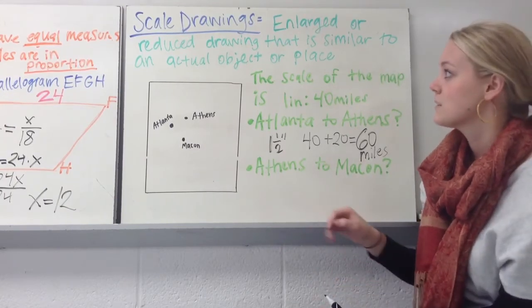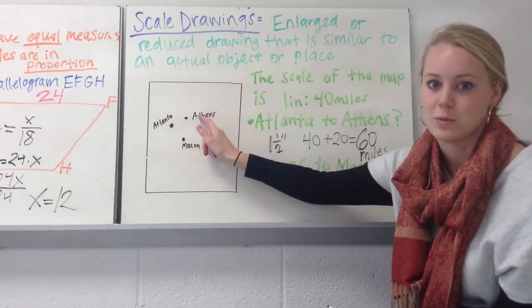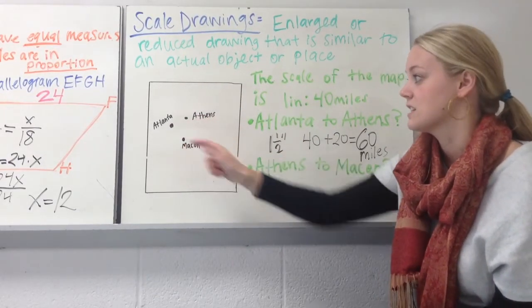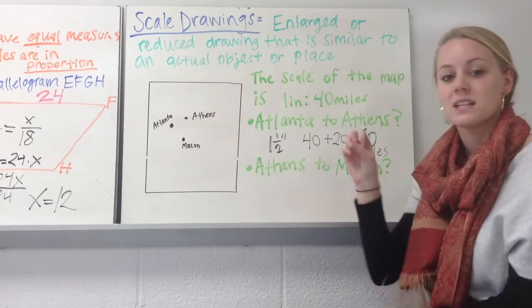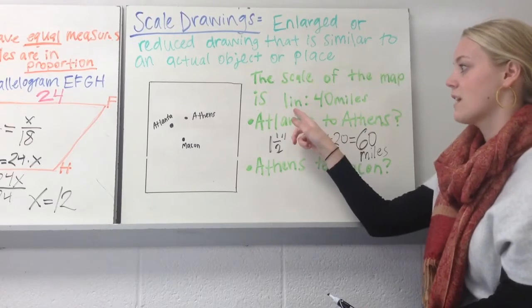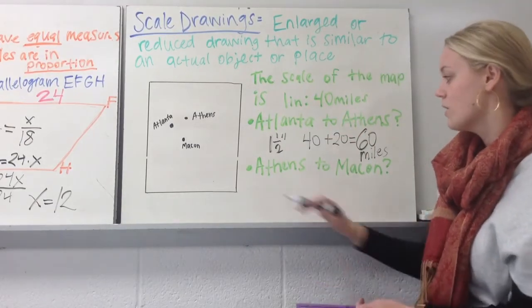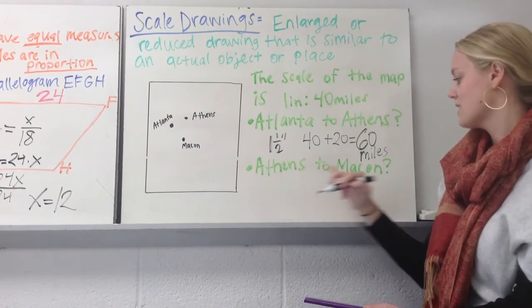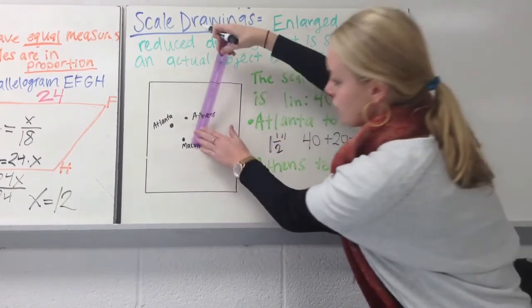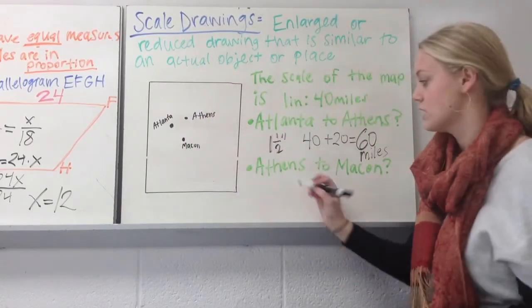So in this case, it is a reduced drawing. This isn't really the exact distance between Athens and Atlanta, but it's a shrunken map. And it's telling us that for every 1 inch on the map, you would be going 40 miles in person. So it also asks us the distance from Athens to Macon. So let's measure this. And you go about 2 inches.